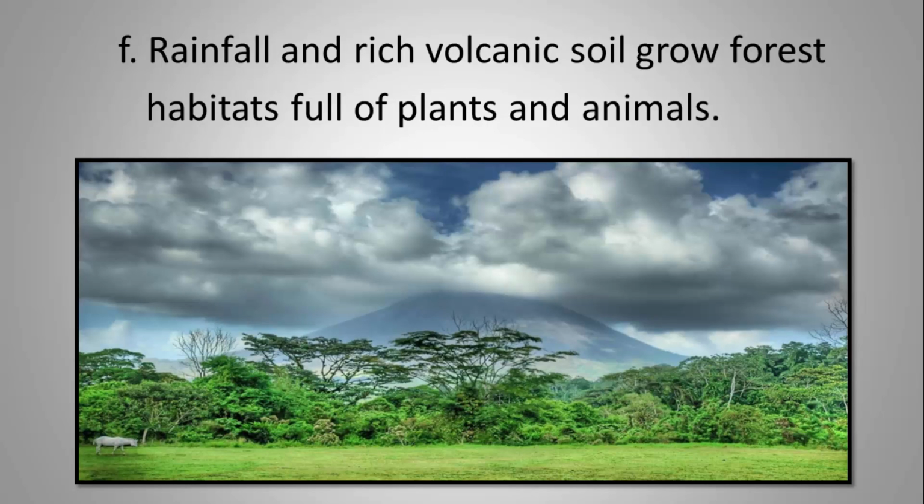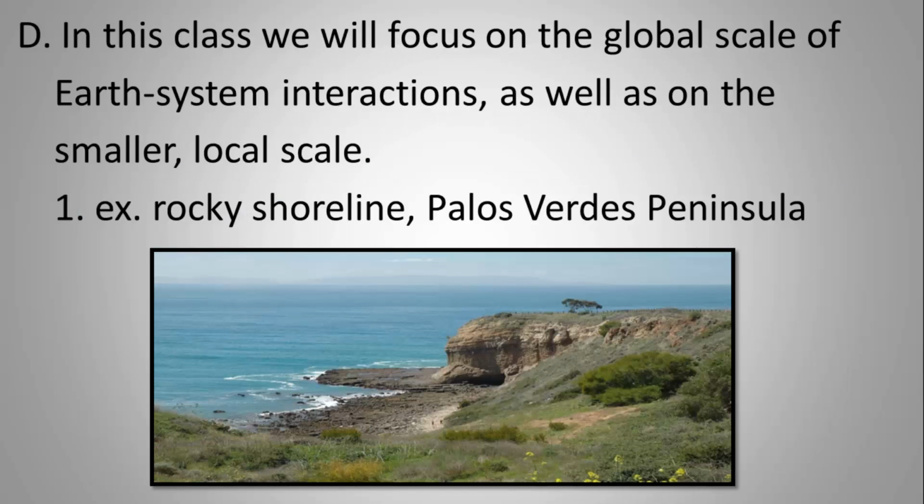Beautiful image of part of Africa, that's Mount Kilimanjaro off in the distance. So rainfall and rich volcanic soil grow forest habitats full of plants and animals. So for us, we'll focus on the global scale of Earth system interactions, the big picture, and we'll also focus in, when appropriate, on smaller local scale Earth system interactions. This photograph shows an example of the small scale. It's a rocky shoreline environment, Palos Verdes Peninsula, Southern California.